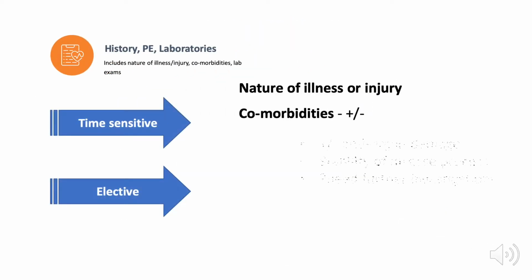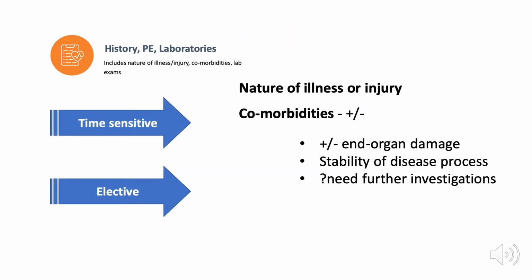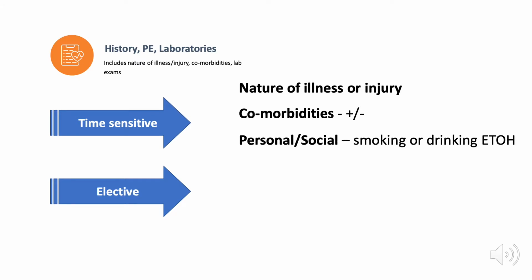So you basically look for end organ damage if the patient has one of those comorbidities and determine the stability of the disease process. And you decide later on if the patient needs more investigation and or referral to another specialist. And then you go through the personal and social history, smoking or drinking alcohol. This can affect your anesthetic management as well.